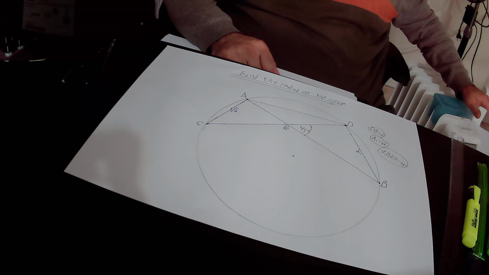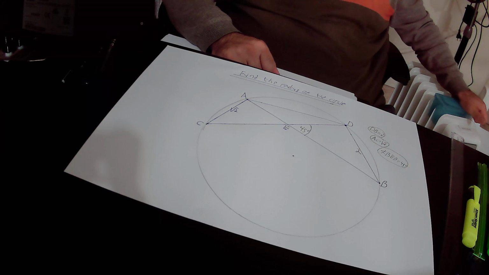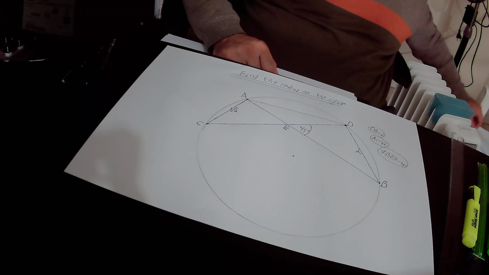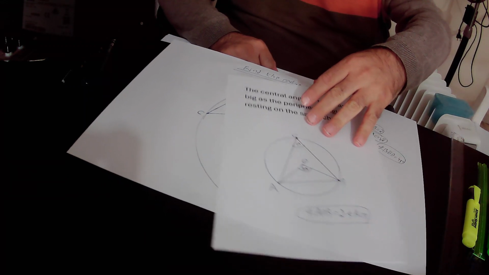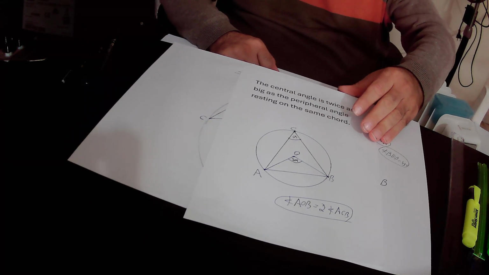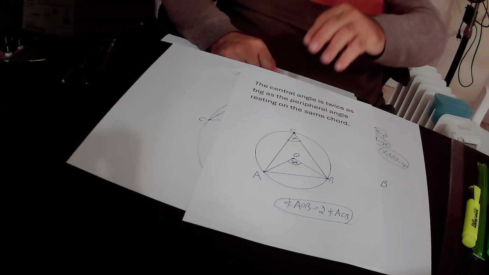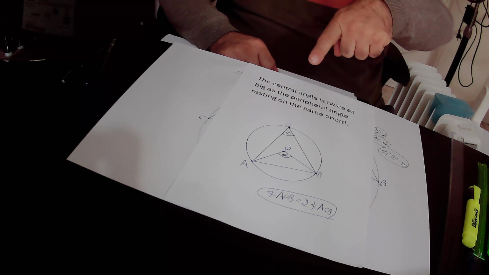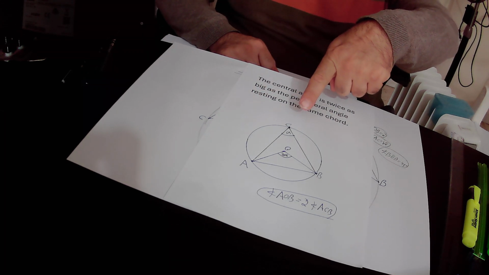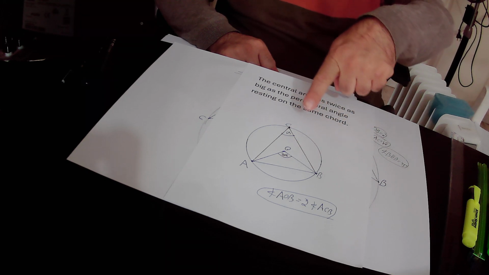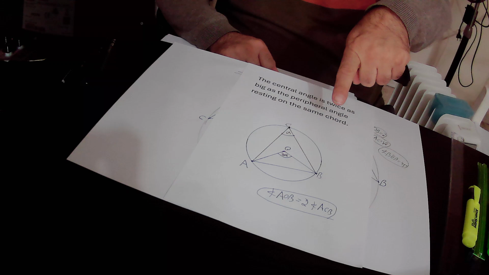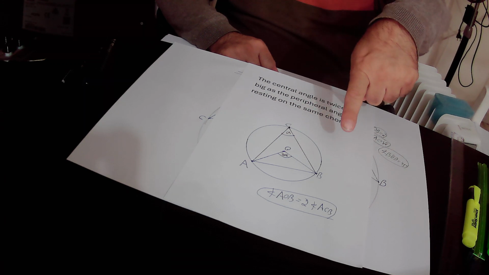The first rule is that the central angle is twice as big as the peripheral angle resting on the same chord. Again, the central angle is twice as big as the peripheral angle resting on the same chord. Here we have the peripheral angle ACB that's equal to alpha, and this peripheral angle rests on chord AB.